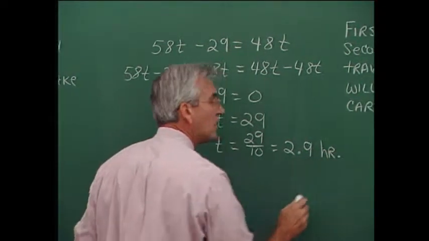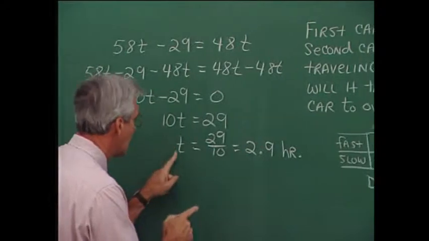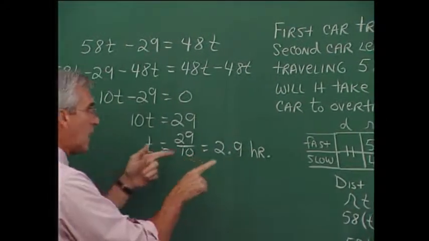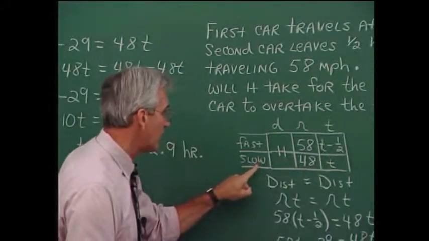Now, is this what I need? Well, let's go back and see. I found t to be 2.9 hours, but t is the time associated with the slow car.